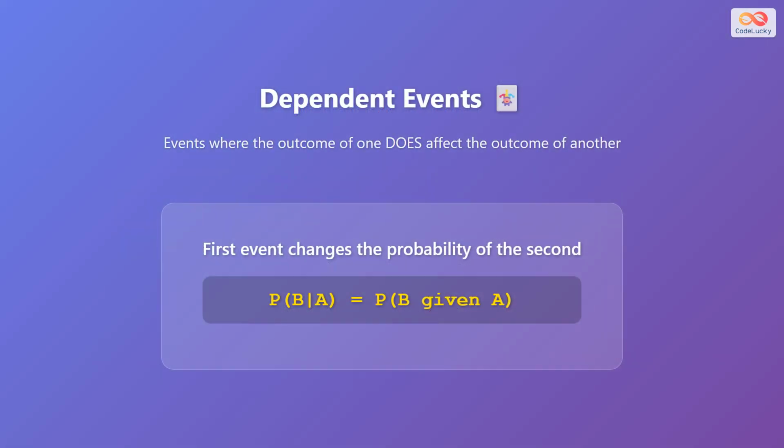Now let us learn about dependent events. Dependent events are those where the outcome of one event does affect the outcome of another. So the first event changes the probability of the second event. The formula to express this dependency is written as probability of B given A.